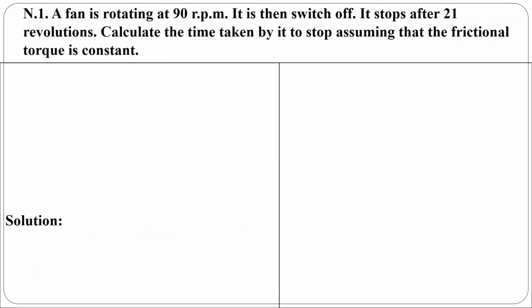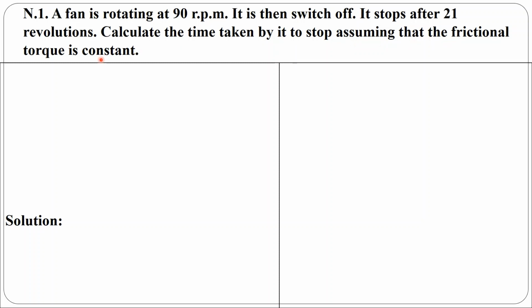So let's solve the numerical. A fan is rotating at 90 rpm. It is then switched off. It stops after 21 revolutions. Calculate the time taken by it to stop, assuming that the frictional torque is constant.